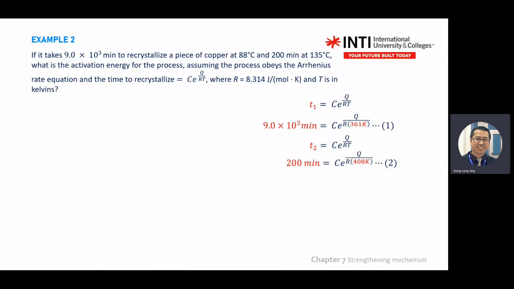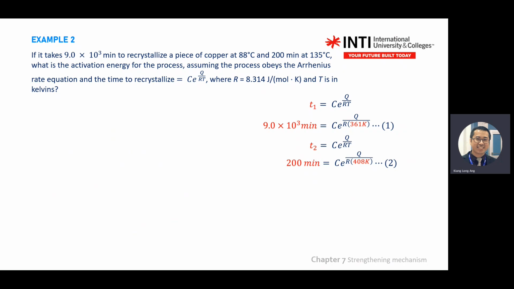Okay, let's look at example 2. Then we call it a day. So example 2, I should hide all this, but never mind. If it takes 9 times 10 to the power 3 minutes to recrystallize a piece of copper at 88 degrees C and 200 minutes at 135 Celsius, what is the activation energy for the process, assuming the process obeys the Arrhenius rate equation?